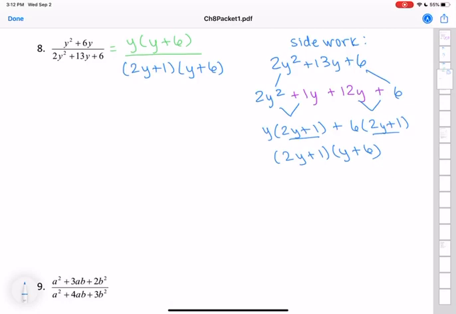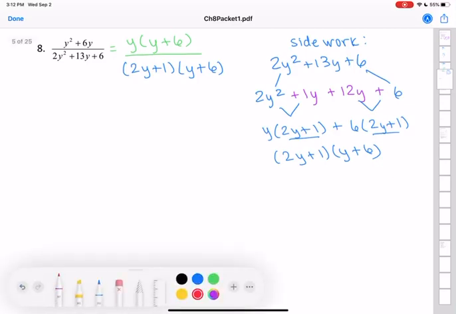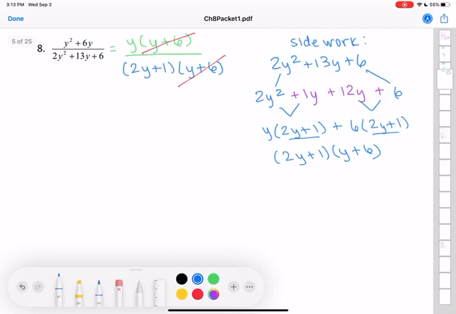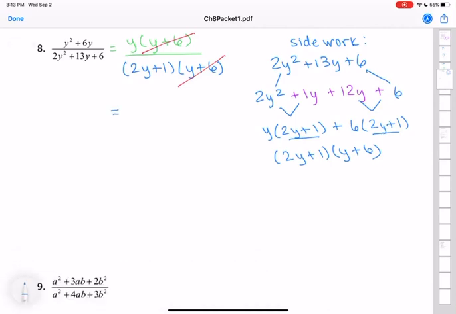All right, very cool. Do you see anything that cancels out? Remove our factor of 1. Same thing on the top, same thing on the bottom: y plus 6. Okay, so that means that my final answer is just y over 2y plus 1.